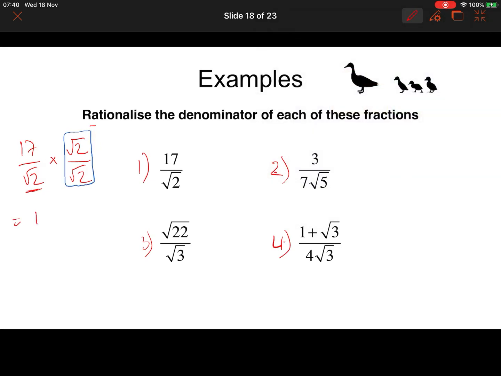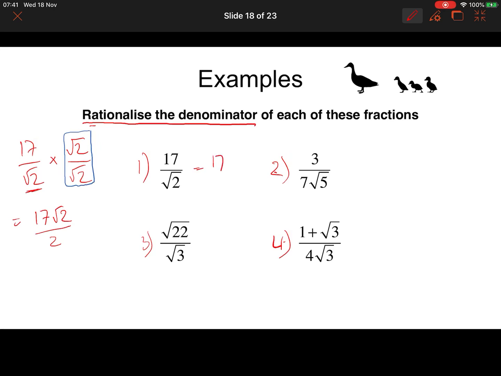Okay, so I'm going to end up with 17 root 2 over 2. Okay, and now I've done what I said. I've turned the denominator from an irrational number into a rational number. It's now 2. The denominator is now 2. And that's what I wanted to do. As I said, in the process, I turned the numerator into an irrational number, but that's okay. That's what we want.